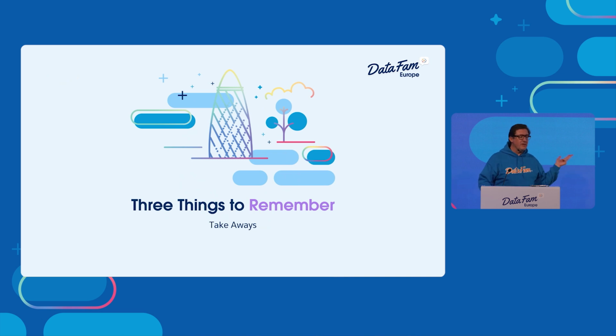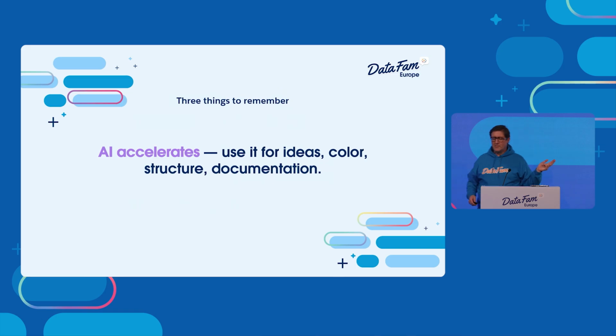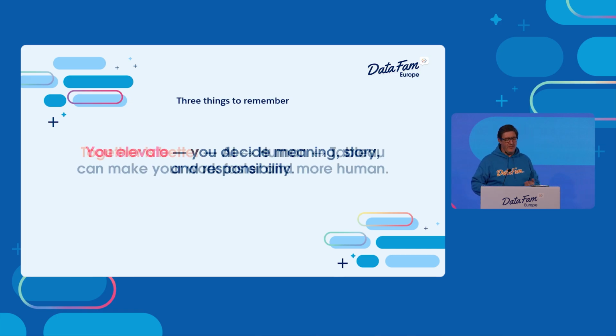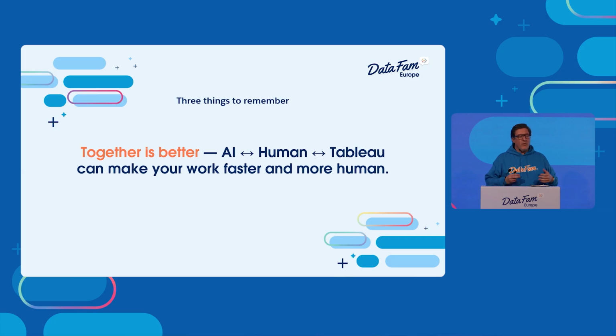Three things to remember, three things for us to work with all the time. AI accelerates. We can use it to get ideas, colors, structure, documentation, all that. We elevate. We are the ones deciding. We are the ones who decide the meaning, the story, and we are responsible for that information. But when we put all that together, we can work much better and create something really good, much faster than we used to in the past.